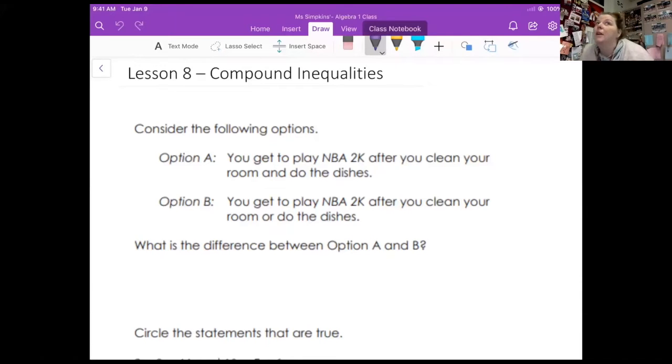There's lots of compound inequalities. So you have a choice, option A or option B. Option A, you get to play NBA 2K or whatever game you like to play after you clean your room and do the dishes. Or option B says you get to play NBA 2K after you clean your room or do the dishes.